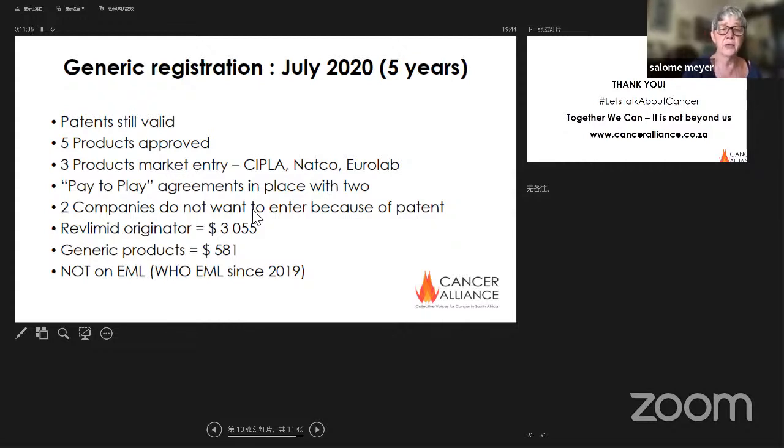So what we have currently is 5 products that are approved. However, only 3 of those products have entered the market. Since they entered the market, you can see there has been a substantial price reduction from the originator to the generic products. And even among the generic products, in the last year we have seen a definite price war between the 3 companies in terms of lowering the price. However, generic lenalidomide is still not available for our public sector that serves 84% of the population.